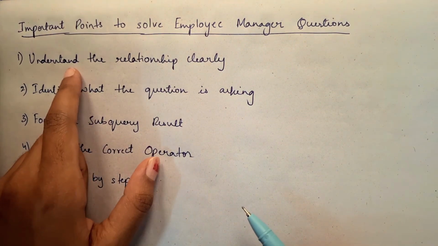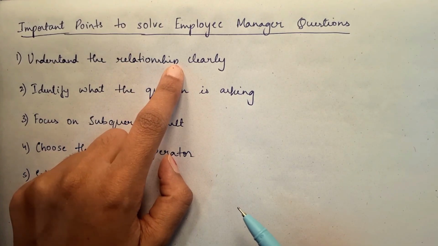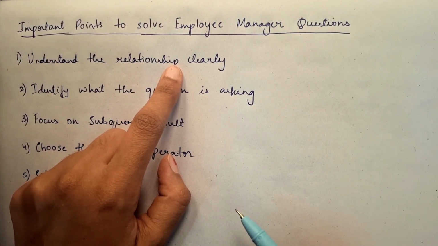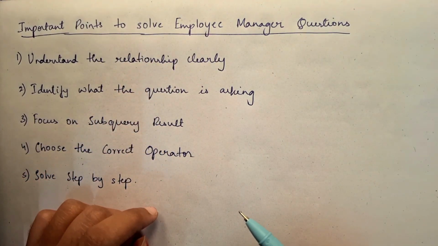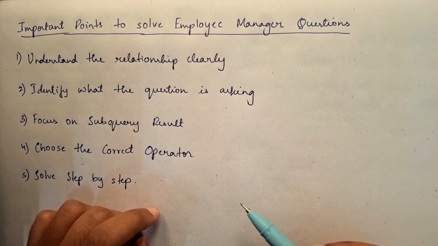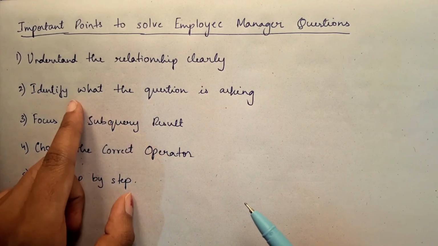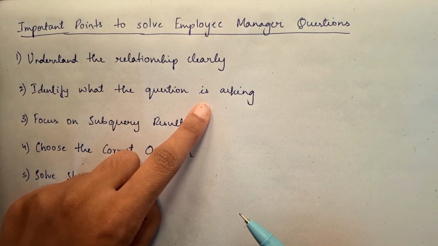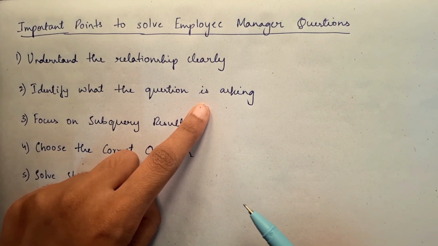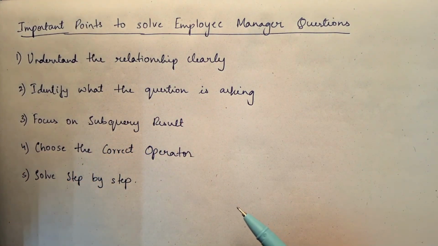First point is understand the relationship clearly. Always remember that MGR is referring to the employee number in the same table. That means the manager of an employee is also present as another row in the same table. If this is clear, half of the problem is already solved. Point number 2. Identify what the question is asking. Guys, before writing the query, you have to ask yourself, am I finding the employee or am I finding the manager? Because based on that, you have to write the query.